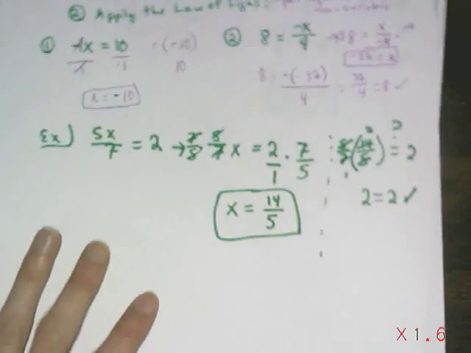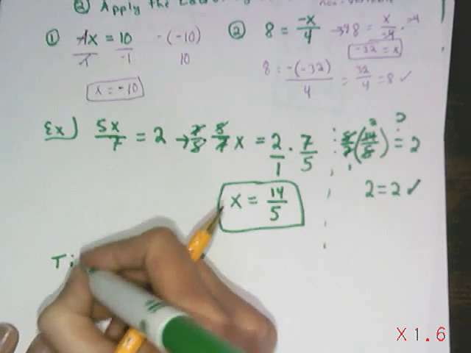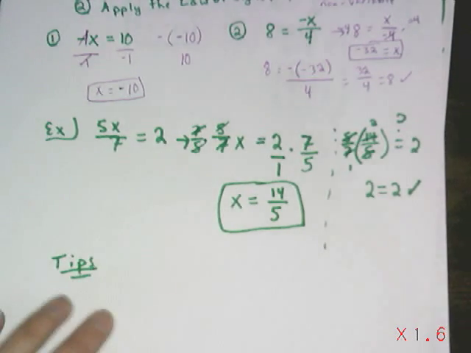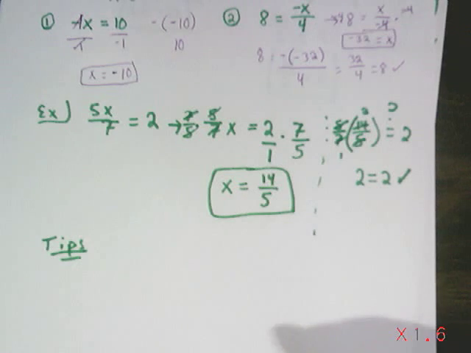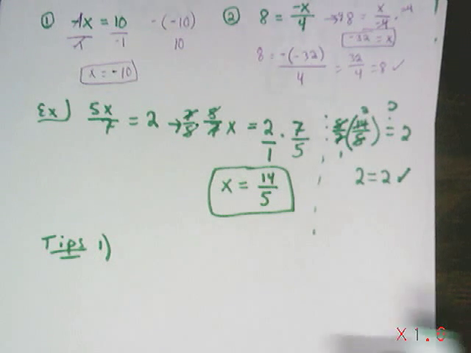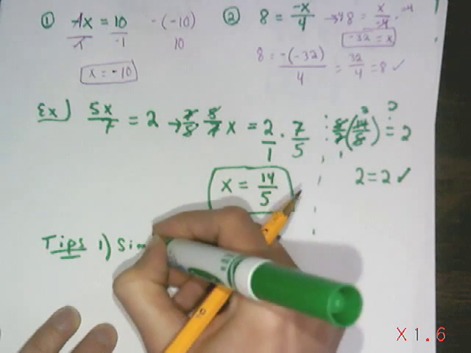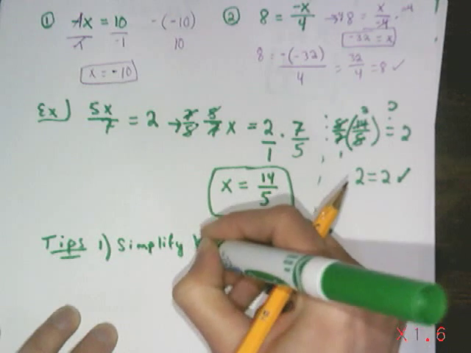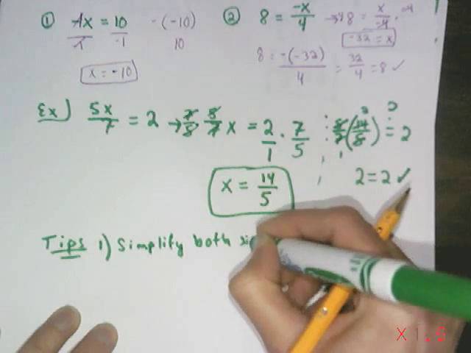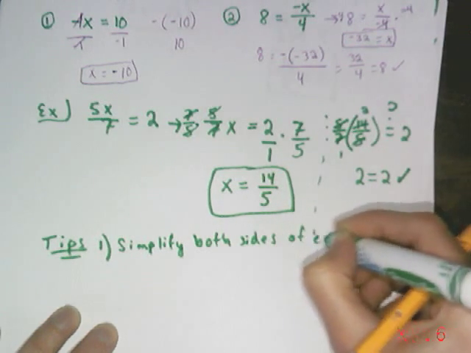A couple of tips in addition to that pink sheet, which you should be referencing anytime you've got questions. If you can simplify either side of the equation before you proceed into solving it, you should. So tip number 1 is to simplify both sides of the equation before solving.